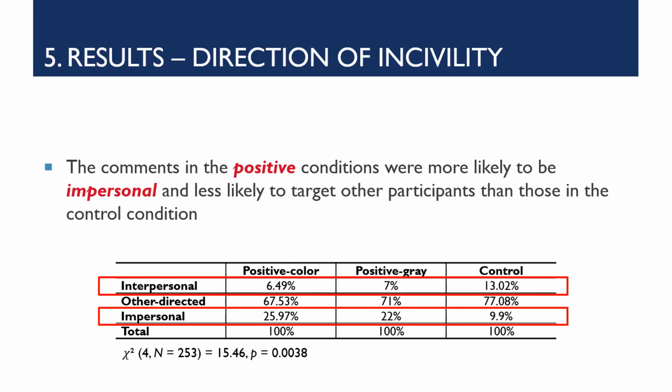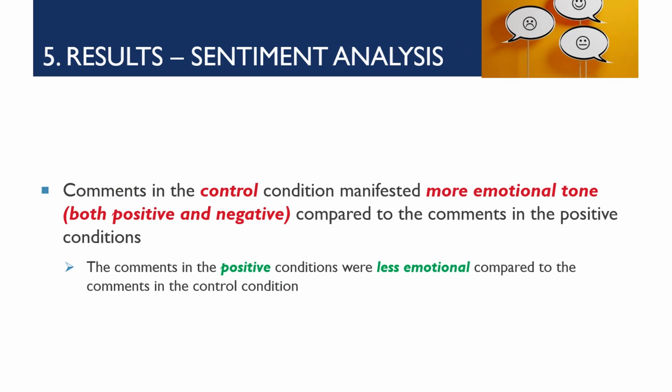However, the comments in the positive color and positive gray conditions were more likely to be impersonal and less likely to target other participants than those in the control condition. Manifested more positive and negative tones compared to the positive gray and positive color conditions.